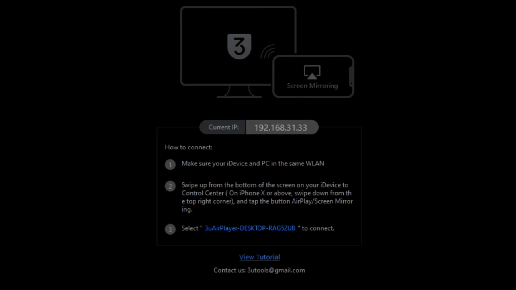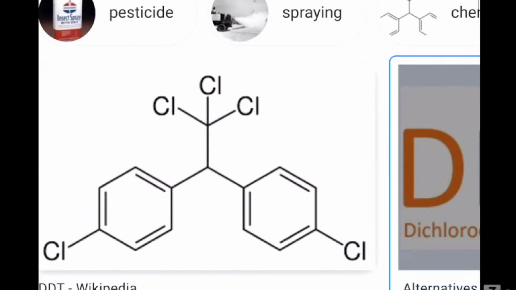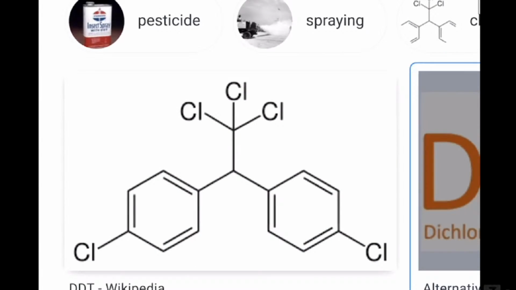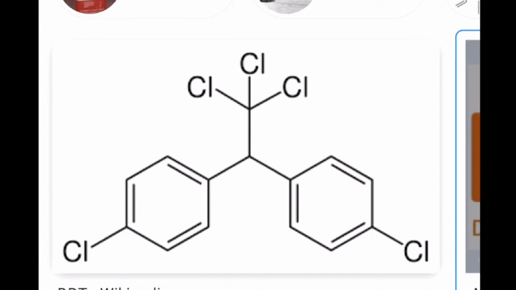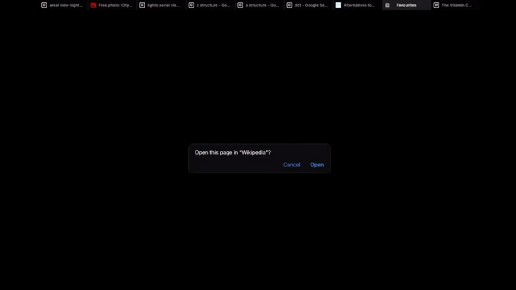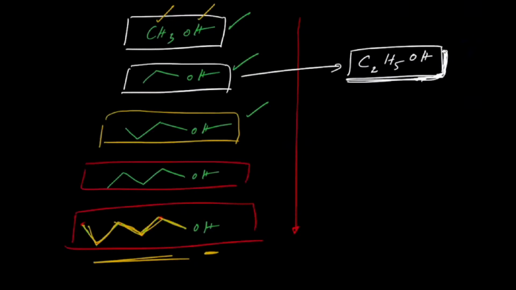That's why this is banned in countries of the first world, like the USA and Europe. DDT is banned. In India, we still use it because this is a third world country, so we cannot afford other chemicals which are expensive. This is a cheap and very effective chemical, that's why we still use it. You go to any shop and ask for DDT, he will give you the powder of DDT, dichloro diphenyl trichloroethane. Anyway, so this is about solubility.